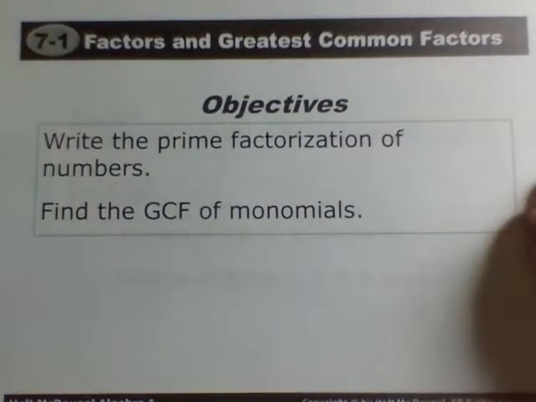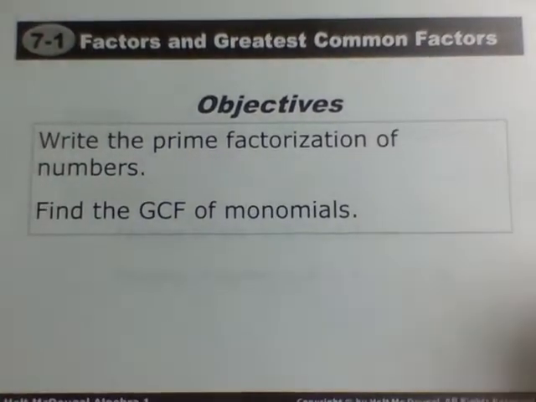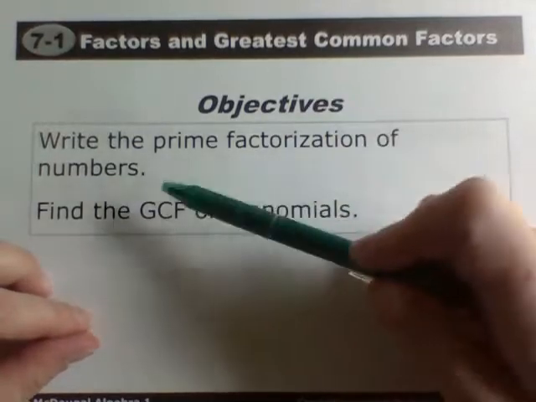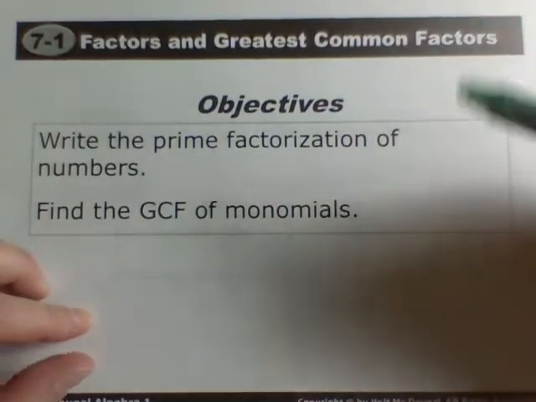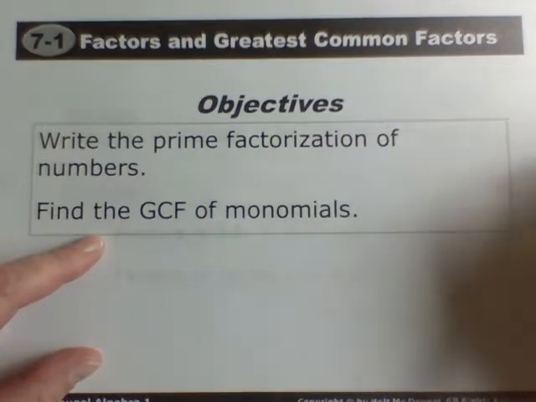All right, hello, Algebra 1. We are going to start on Chapter 7. Chapter 7 objectives are to write the prime factorization of numbers. So if you remember that from middle school, that will be helpful. And then finding the GCF of monomials.